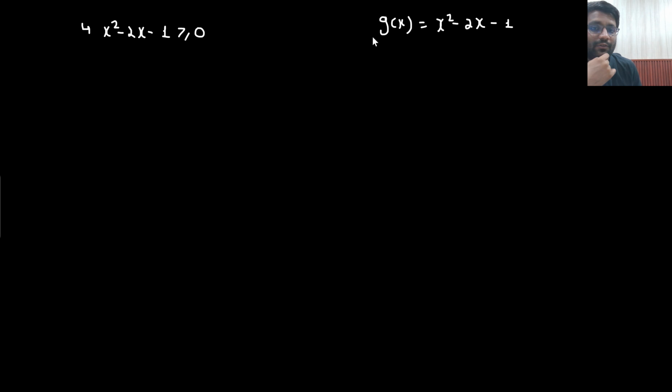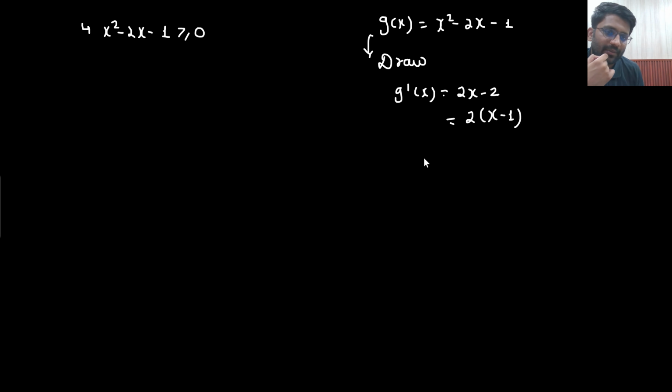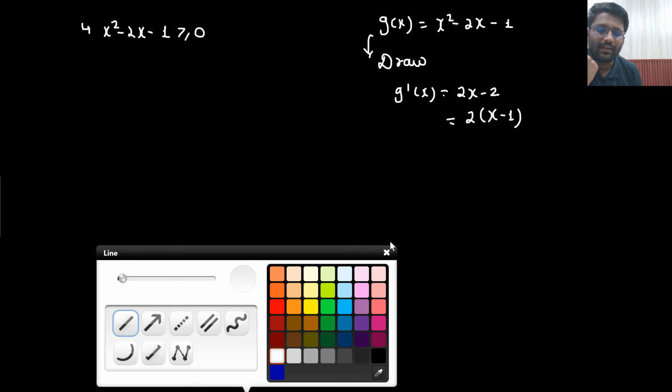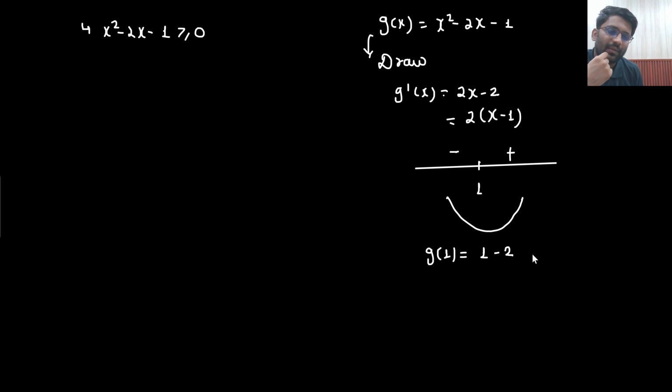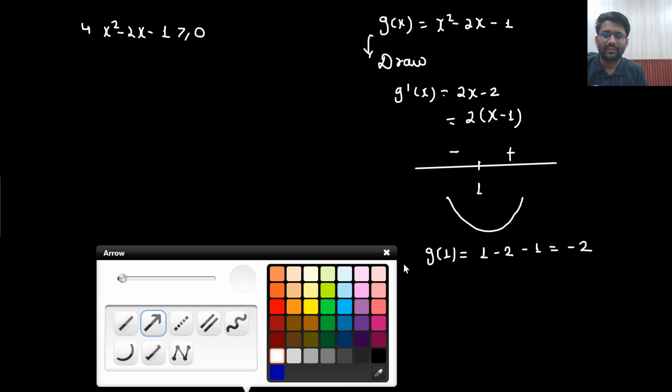That means I need to draw the graph of this gx. So for drawing this, what will I do? The derivative is 2x minus 2, which can be written as 2 into x minus 1. What does that mean? If I draw the number line here, for x greater than 1, the slope will be positive. For x less than 1, the slope will be negative. That means the graph will follow this nature. So what is the value of g of 1? g of 1 is nothing but 1 minus 2 minus 1. So what is the answer you are getting? Minus 2. Right? Here if you put 1, the value you are getting is minus 2. So let's check the graph.